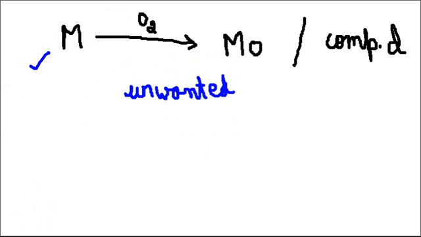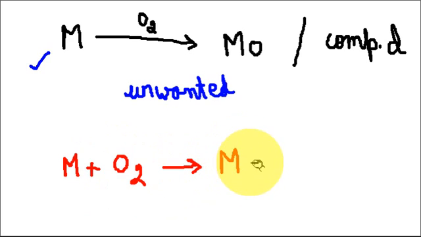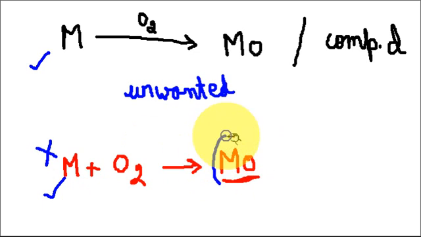Let us take an example in which, in our laboratory, we want to convert a metal with the reaction of oxygen into its metallic oxide. If this reaction is carried out in laboratories and we aim to produce the metallic oxide, this will not be considered a corrosion reaction. Why is it not considered a corrosion reaction? Because here we purposely want to manufacture the metallic oxide. So it is not an unwanted chemical reaction.